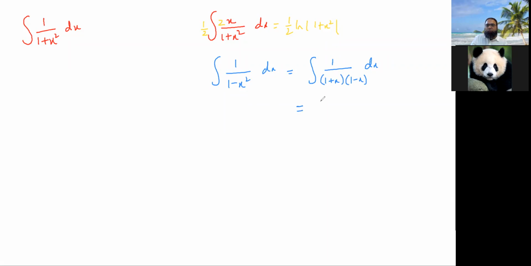Yes, hurry up. Sir, partial fraction. Yeah, exactly. You will have to write the partial fractions and then you will further complete this integration.